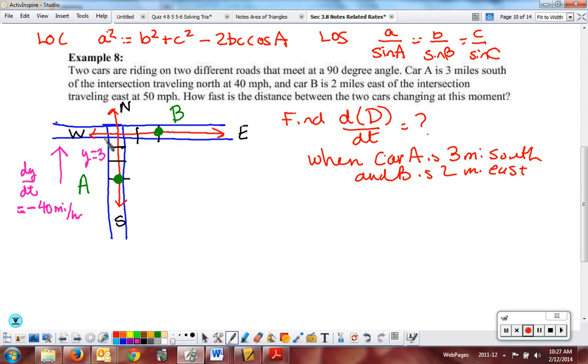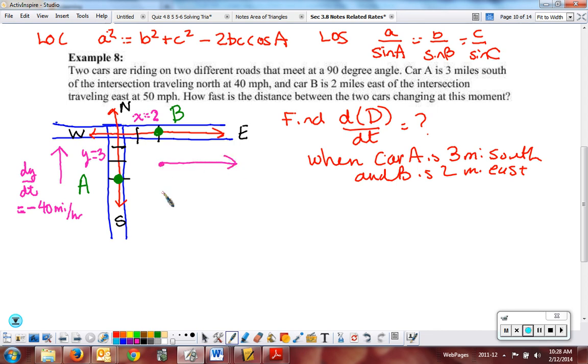All right, then I come over here and I look at b. What do you want to call this variable? X. What's the instant I am at? 2. And which way am I traveling for b? Where's his rate going? He's going east. He's traveling east.